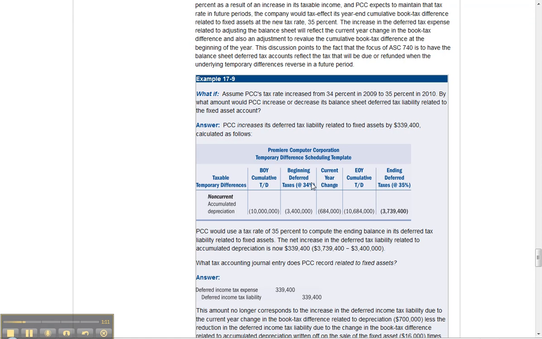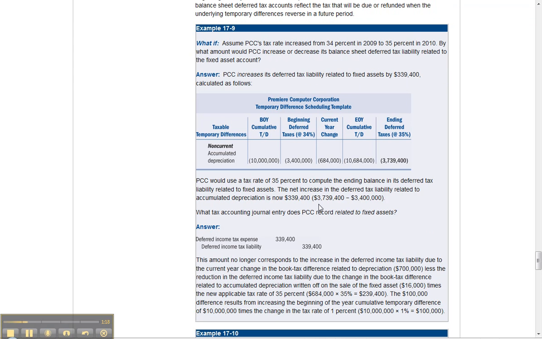That 1% difference is handled by subtracting your ending deferred tax liability from the beginning. So you can see that your entry to record your deferred tax expense is bigger than it was before because you're expecting to pay more tax in the future because the tax rates went up.